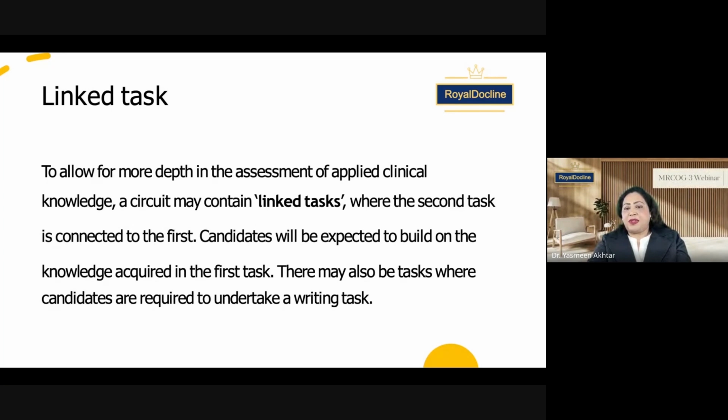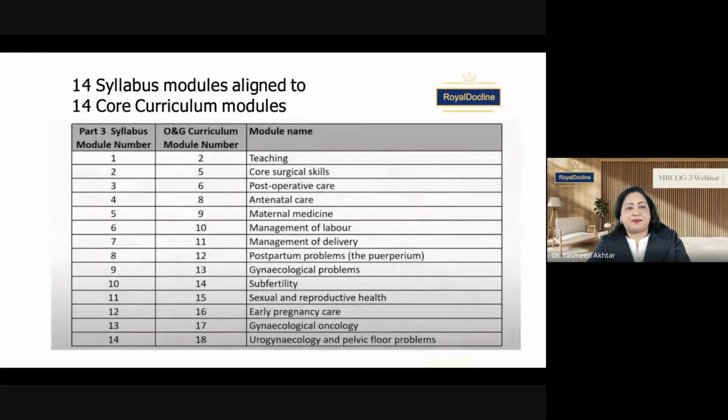I think it's clear. It may also be a task where the candidates are required to undertake some writing task. For example, you are required to write about a patient information leaflet. You saw in one task that you were supposed to insert the intrauterine contraceptive device. And in another linked task, you might be asked to write about or critically appraise the information leaflet about the intrauterine contraceptive device insertion. I hope the linked task is clear to the people.